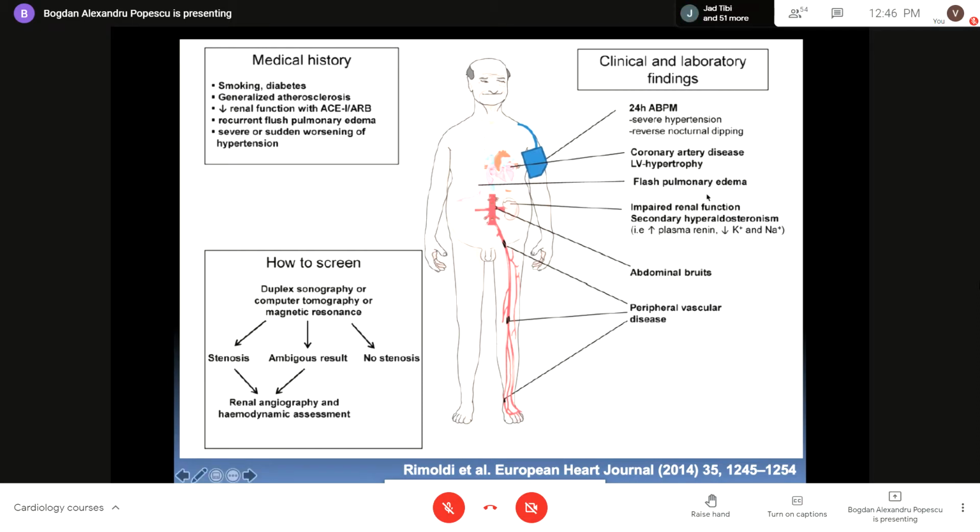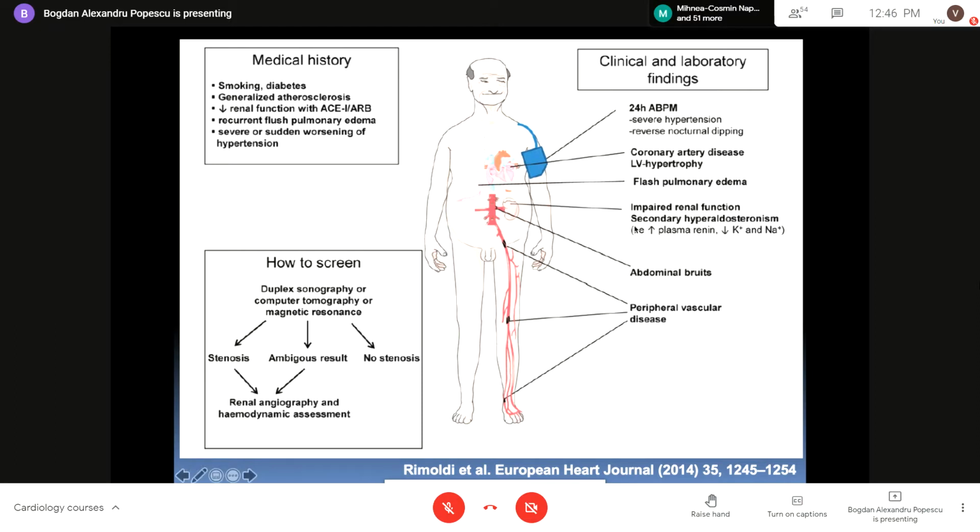And another feature is flash pulmonary edema. That means these patients may enter suddenly into pulmonary edema because sometimes they may have abrupt rises in blood pressure values that will not be tolerated by the pulmonary capillary arteries and may lead to overt pulmonary edema.